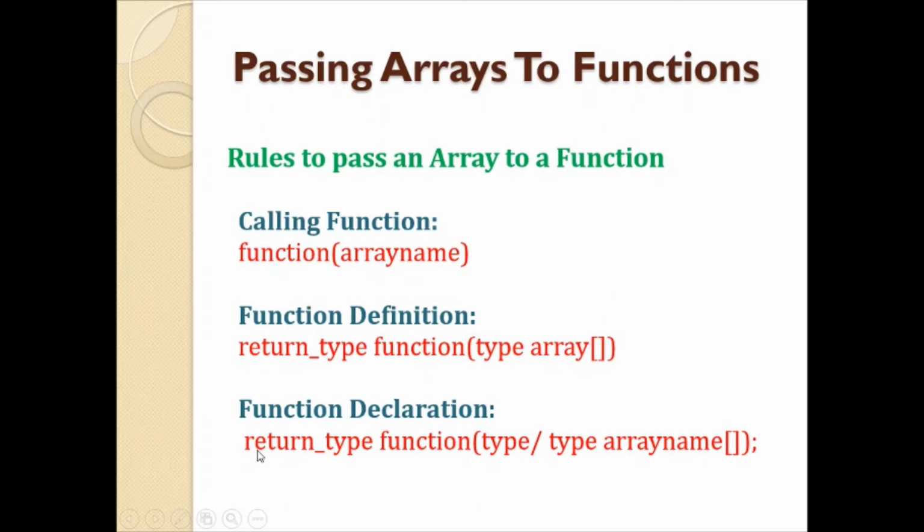Here the function should be declared with some return type followed by the function name, and you can write only a type, or a type along with the array name. Whenever you are writing an array name, it should include the subscript. So you can write only a type, or else whenever you write an array name, you have to follow this.